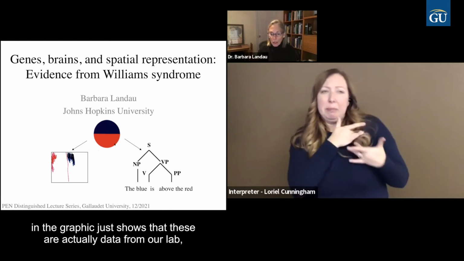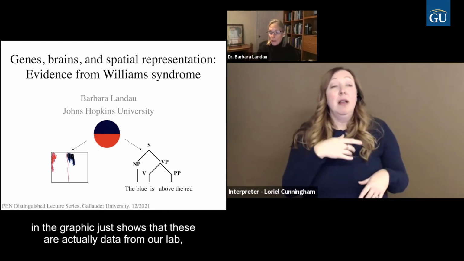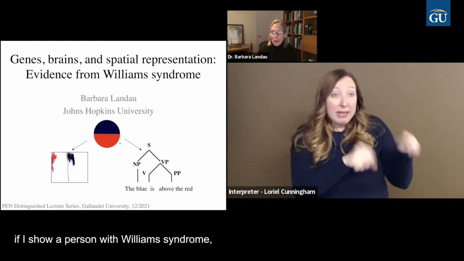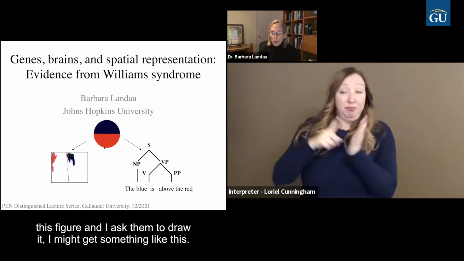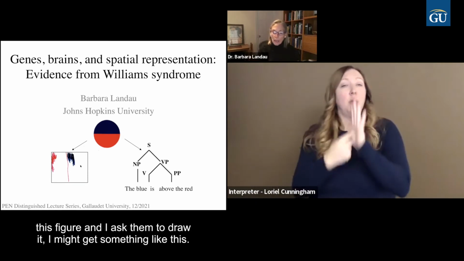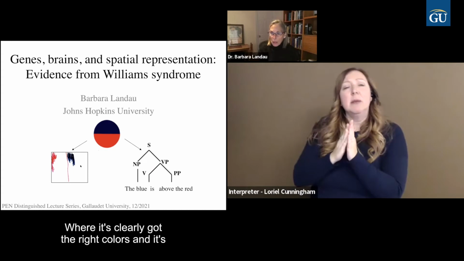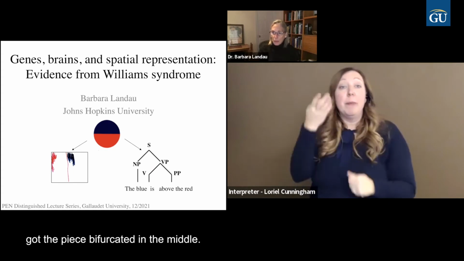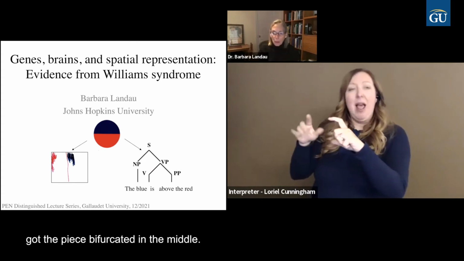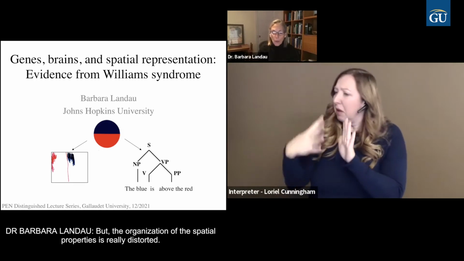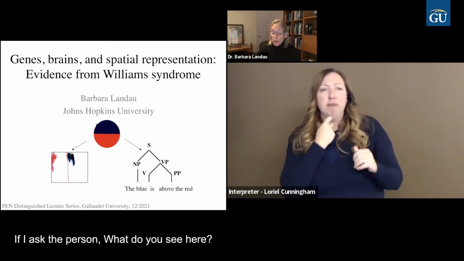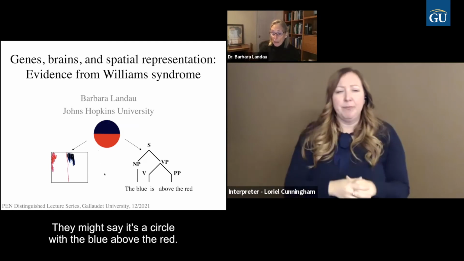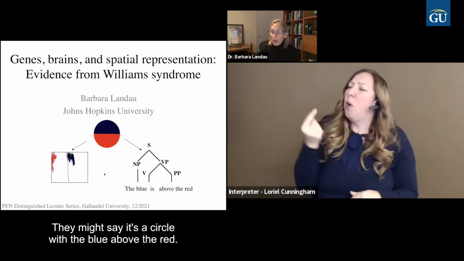And the graphic just shows that these are actually data from our lab. If I show an adolescent with Williams syndrome this figure and ask them to draw it, I might get something like this, where it's clearly got the right colors and the piece bifurcated in the middle, but the organization of the spatial properties is really distorted. If I ask the person, what do you see here? What is it? They might say it's a circle with the blue above the red.